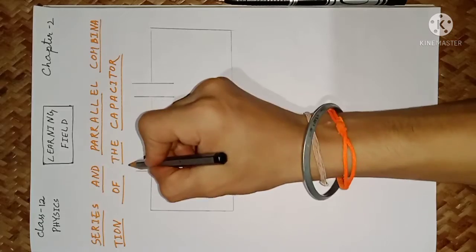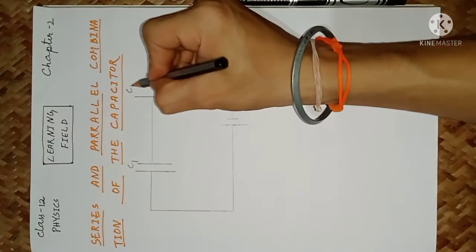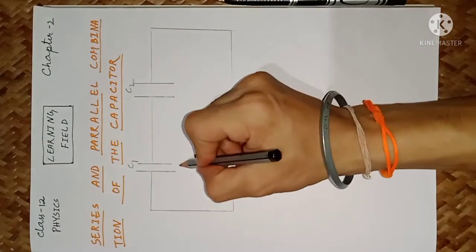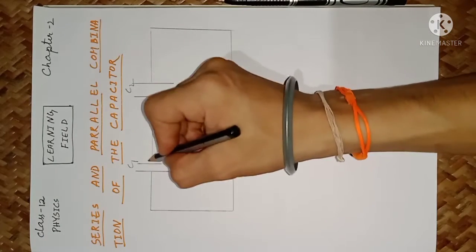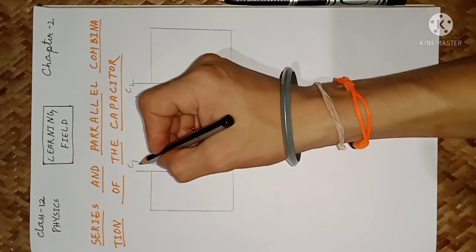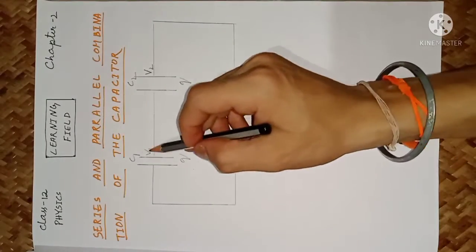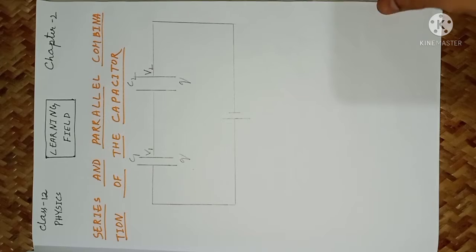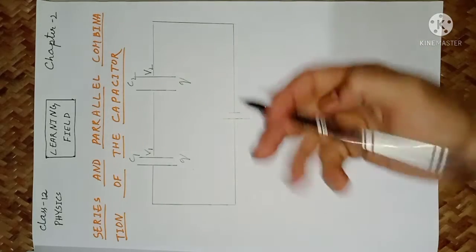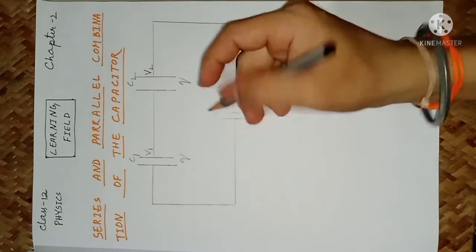This is capacitor C1 and this is capacitor C2. This is charge Q and this one is charge Q. Let the electric potential be V1. This is electric potential V1. This is electric potential V2. Since we are going to derive the equation, let this point be V.